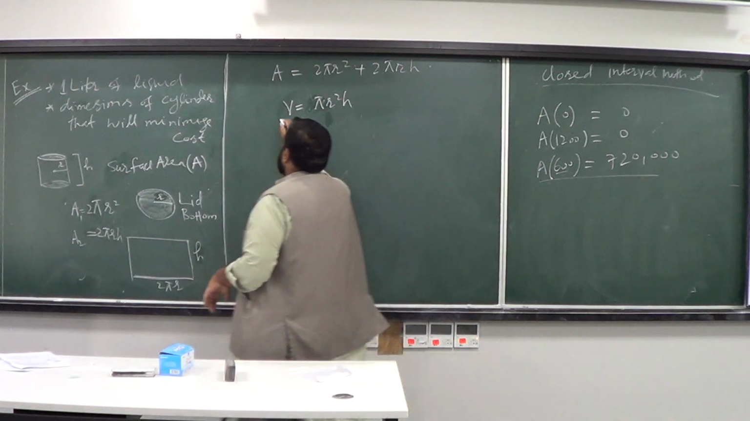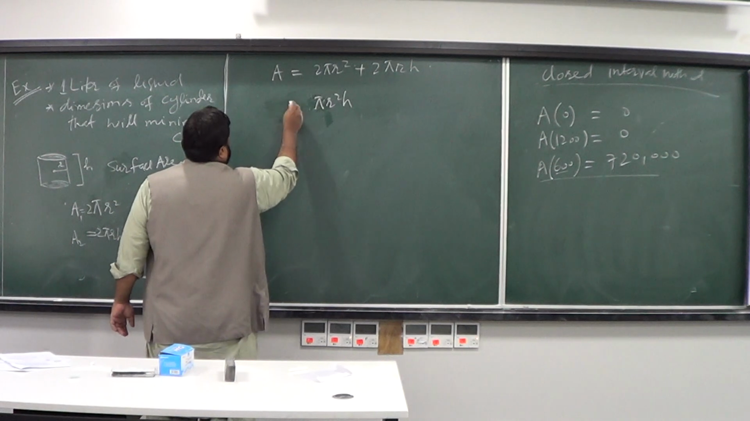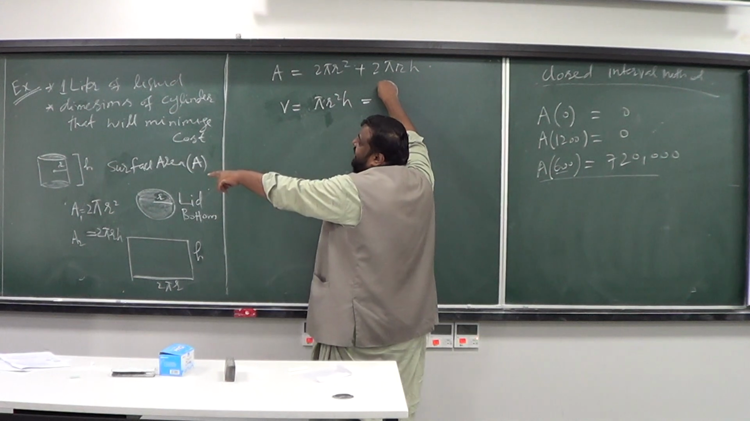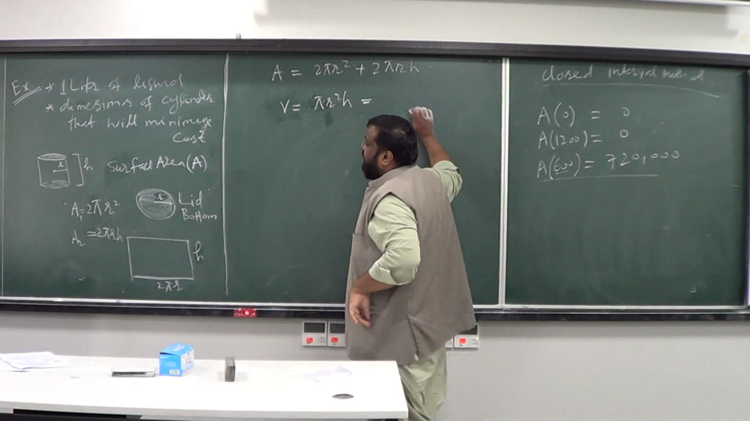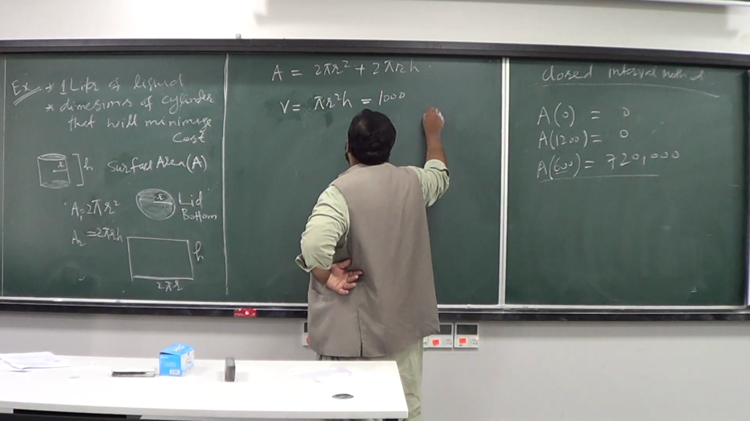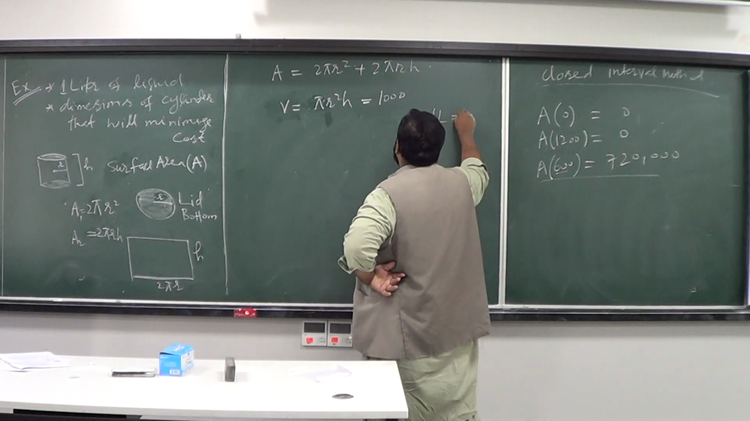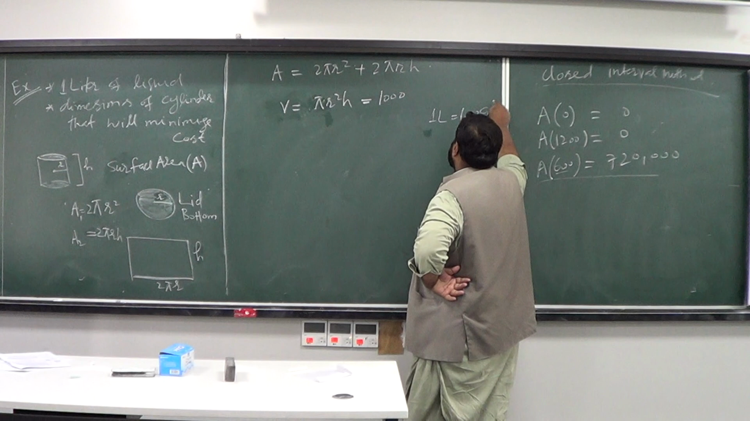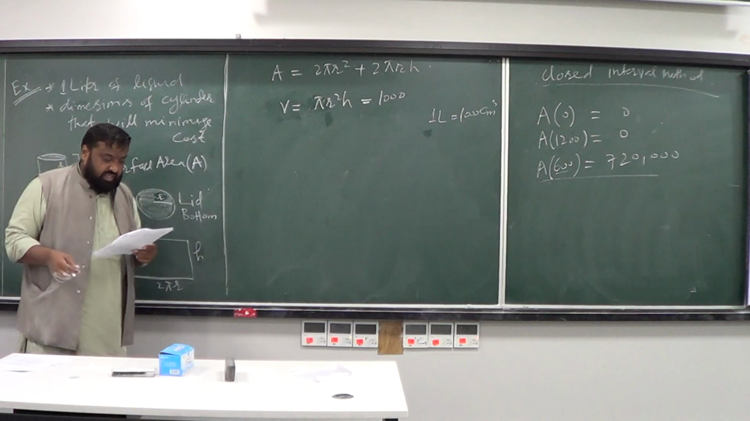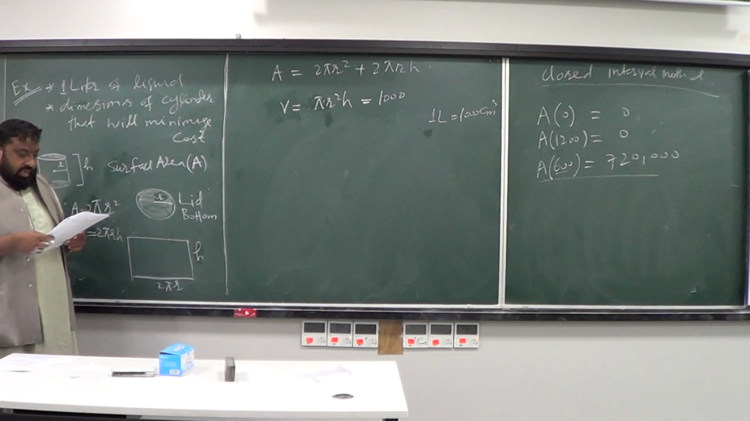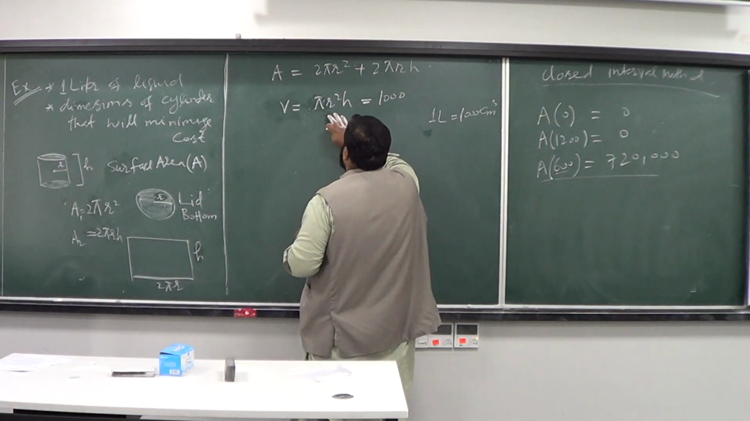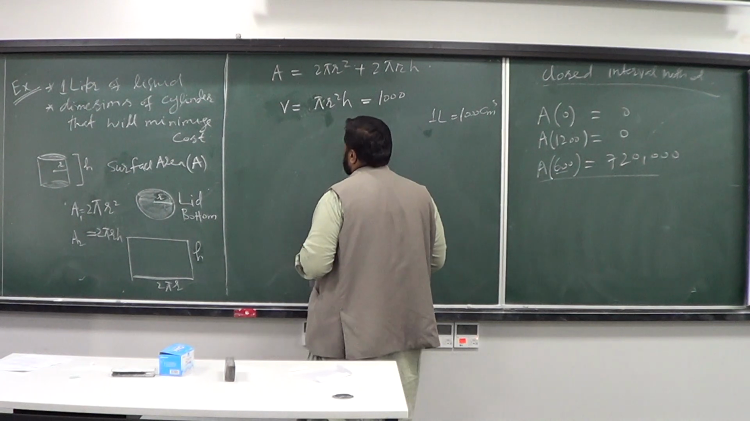And we want this volume to contain 1 liter of liquid. So 1 liter is 1000 cubic centimeters. You can use this relationship. So I can say that the volume is equal to 1000 cubic centimeters.